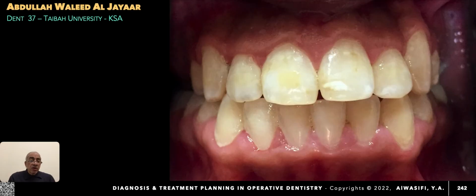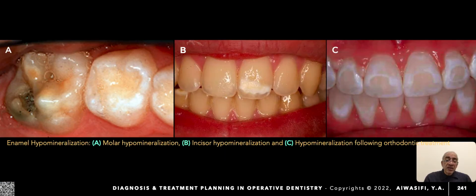This is a case of one of my students, Abdullah Walid Al-Jayar from Taiba University, showing hypomineralization following orthodontic treatment. In such a case, you should have an exact record of the patient history: whether he was subjected to fever or illness in early childhood, or whether he is receiving orthodontic treatment. In the case of orthodontic treatment, you could note that it is affecting a segment of the tooth, not the tooth itself.